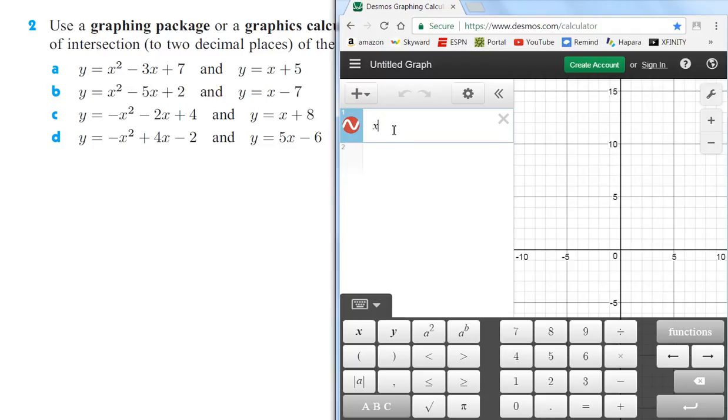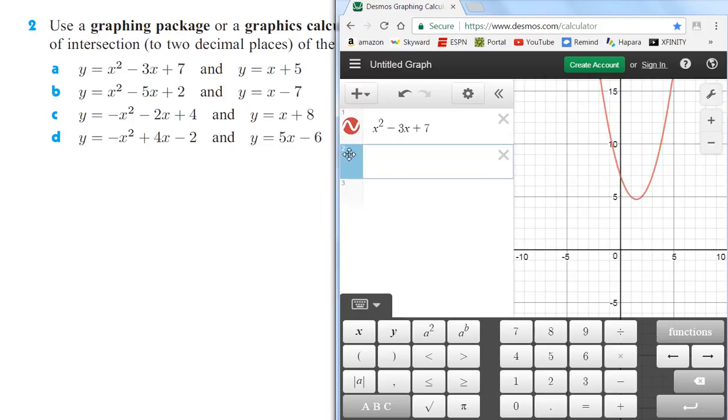So now you just type in x. And then to do squared, you got to push the up arrow, which is shift 6. So that's x to the second. And then now I want to push the right arrow, which will take me out of the power and back into the normal number here. So then minus 3x plus 7. Okay, so there's one graph.